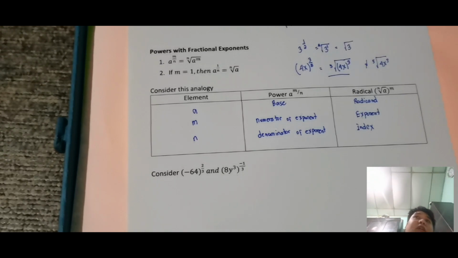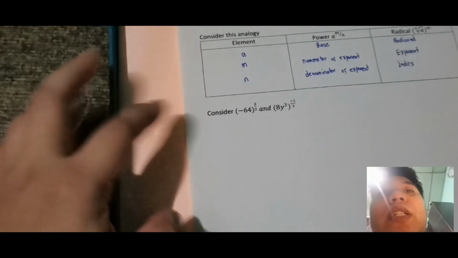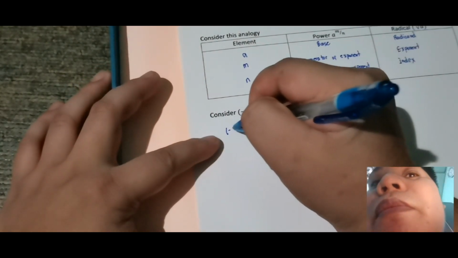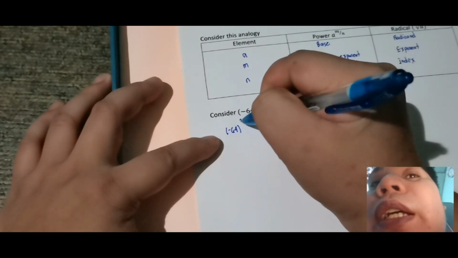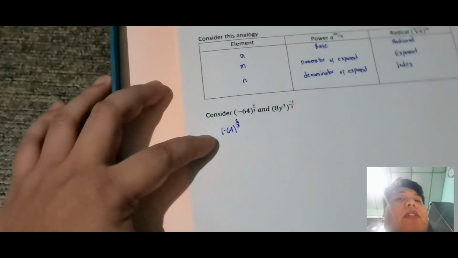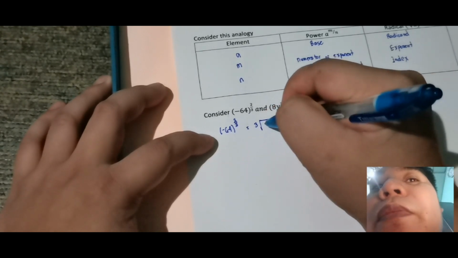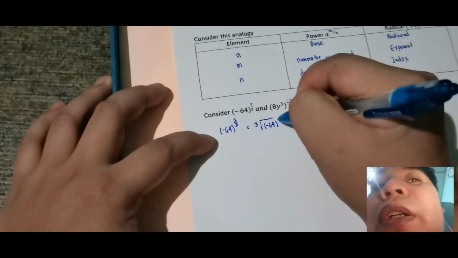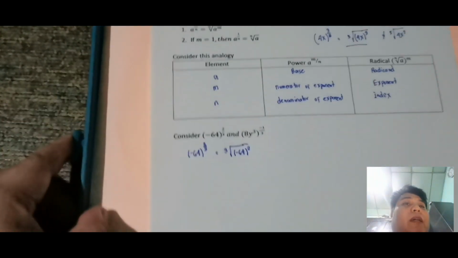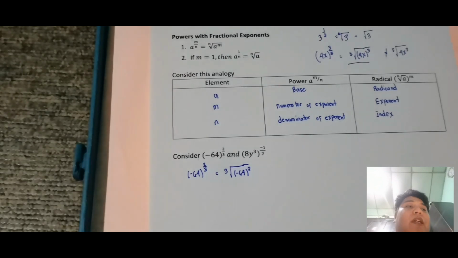May dalawang way para ma-solve yan. It's either isinisimplify ko na or ini-extract ko na yung root sa loob, or i-convert ko muna siya tulad nito. Ang gagawin ko sa first solution, si negative 64 raised sa 2/3. Pag kinonvert natin siya into radical, that is cube root of negative 64 raised sa 2, kasi yan ang sabi ng rule. Ngayon, i-evaluate mo yung negative 64 sa 2.